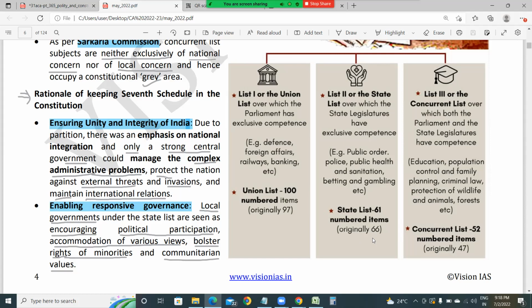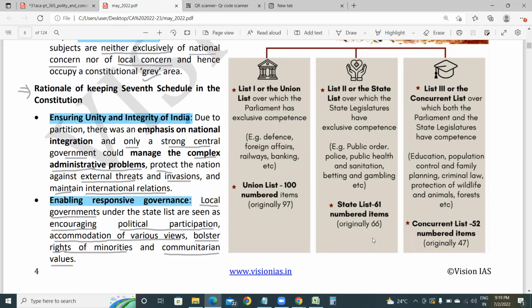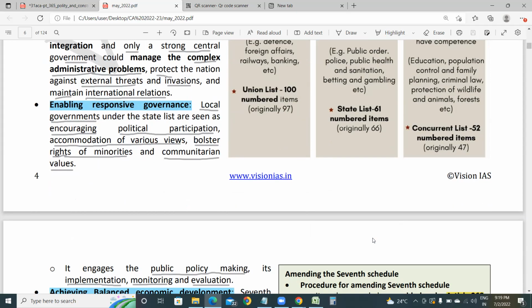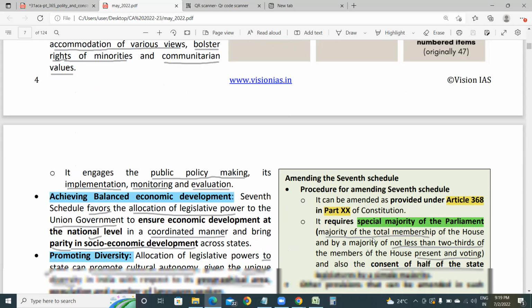List 3, that is the concurrent list, over which both parliament and state legislature have competence. The list contains subjects like education, population control and family planning, criminal law, protection of wildlife and animals, forest, etc. This list contains 52 numbered items. It originally had 47.